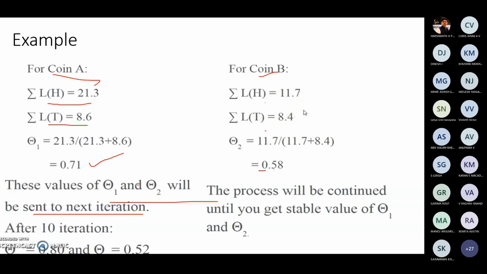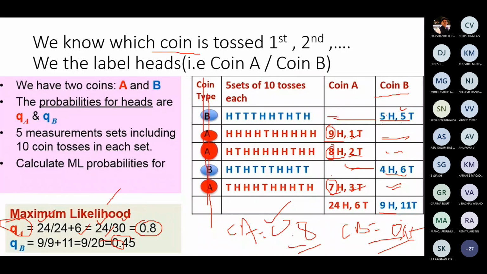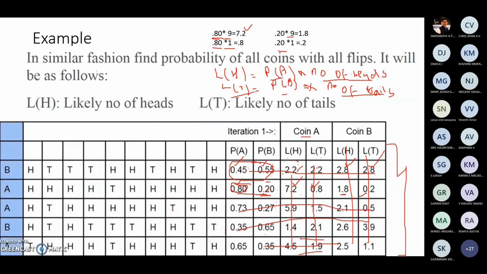So the process will continue time and again. After 10 iterations, I get theta 1 as 0.80 and theta 2 as 0.50. Now I'm predicting with the sequence and predicting without the sequence.